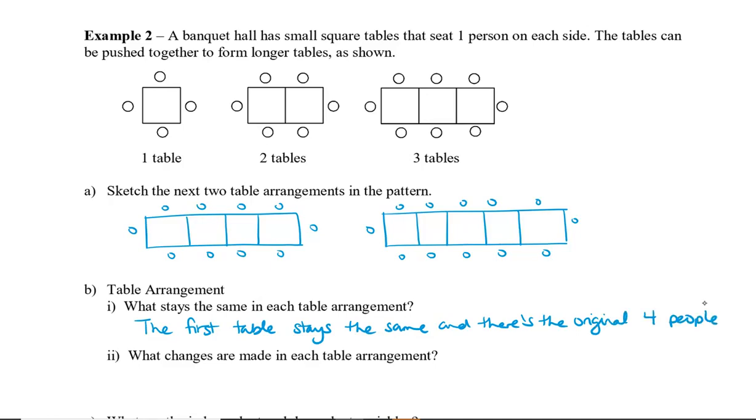Okay. And the second question, what changes are made in each table arrangement? So we can see that every time we add a table, we don't actually add 3 people. We can actually move the end table down, and then we're going to place a table inside. So like so. And then we're going to add 2 people. So for every new table added, two more people are added.